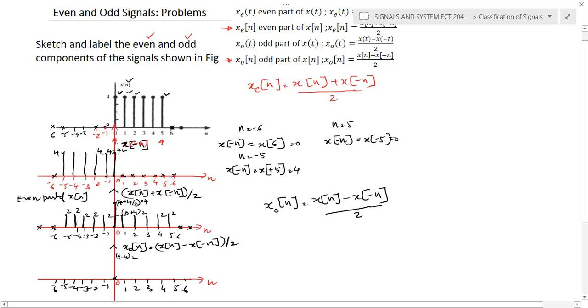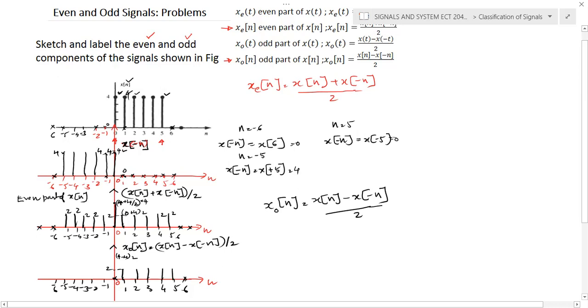Already we discussed that for odd signals at n is equal to 0, the function magnitude is 0. Okay. Now we can think about n is equal to 1. At n is equal to 1, here it is 4, here it is 0. So 4 minus 0 by 2, so you'll get 2 here. And similarly for 2, again you'll get exactly the same, 2, 2, 2. From 6 onwards you will get 0.